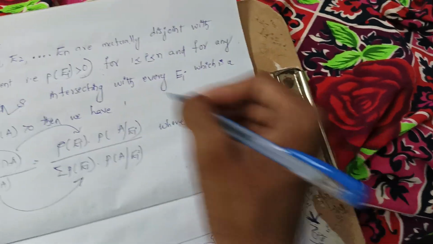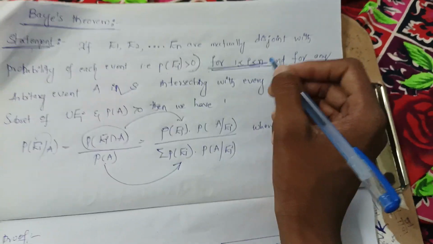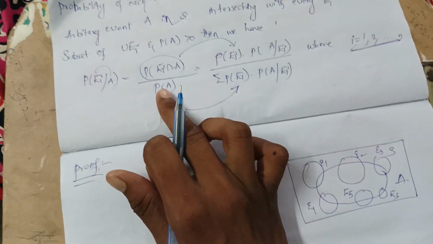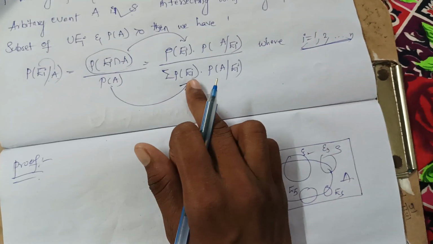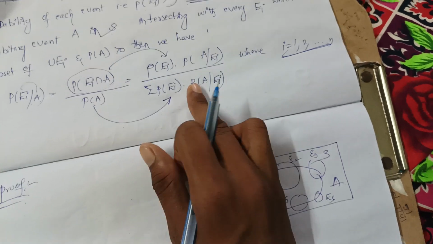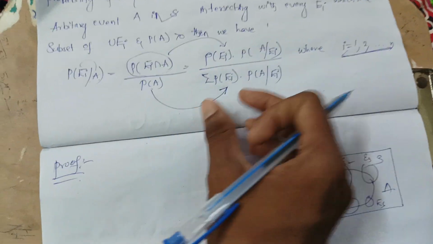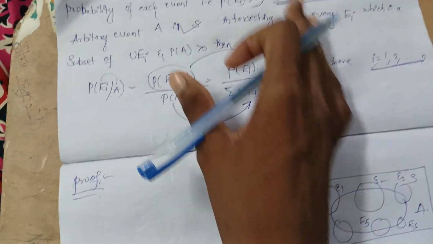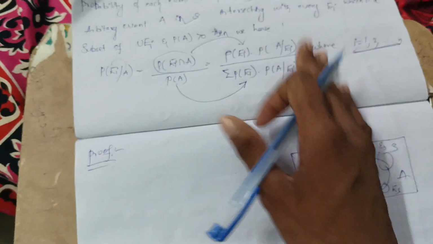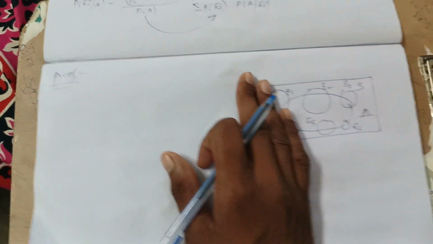Already this statement is available in this question. So our main agenda is to prove P of A is equal to summation P of Ei into P of A given Ei. Whenever we prove this statement, the entire Bayes theorem is verified or proved. Now let us observe one diagram.